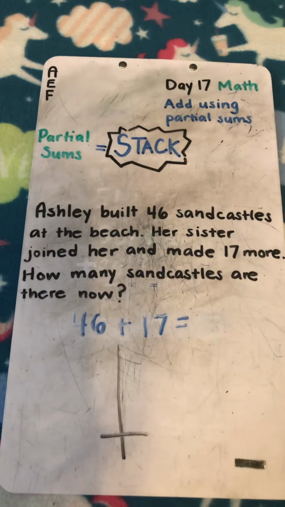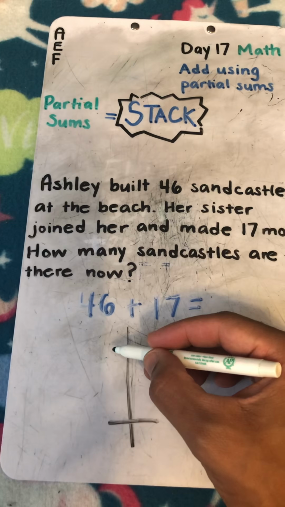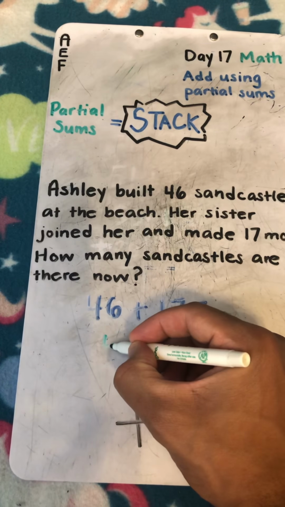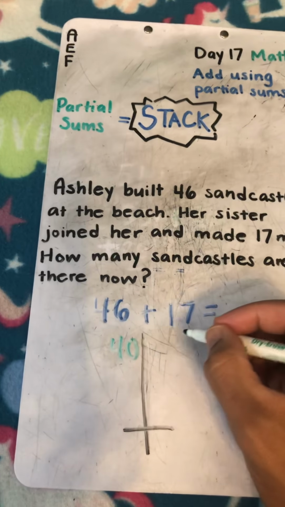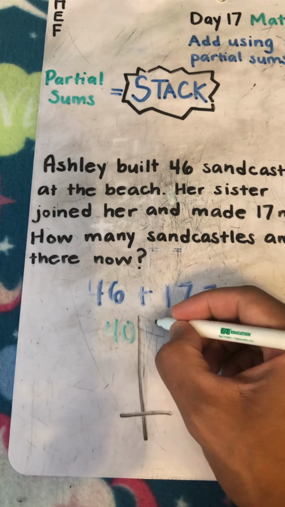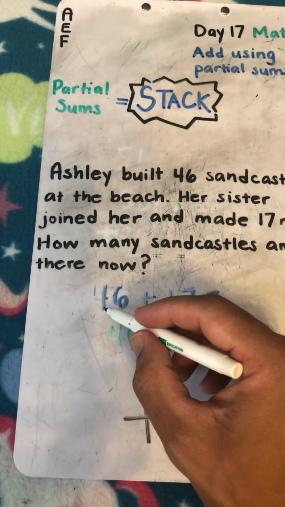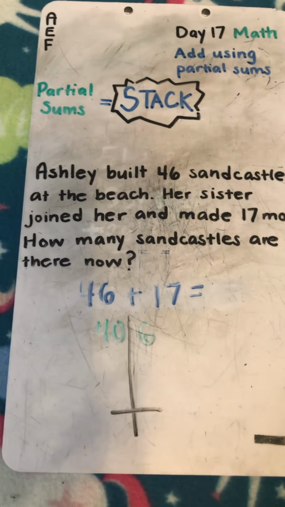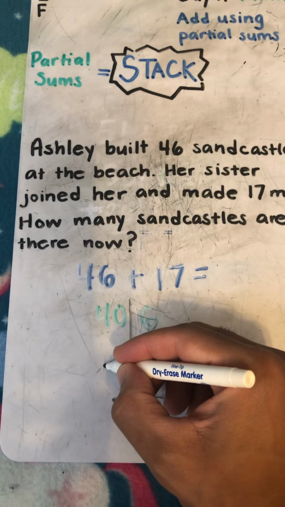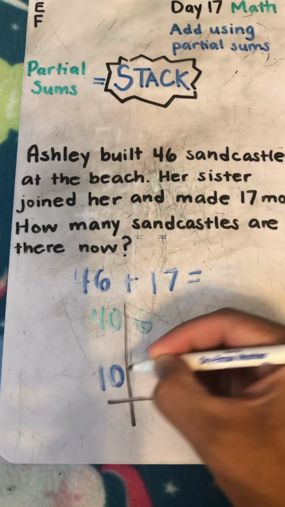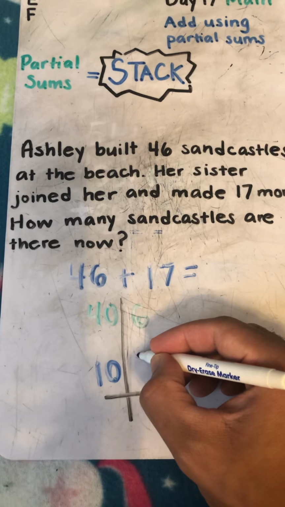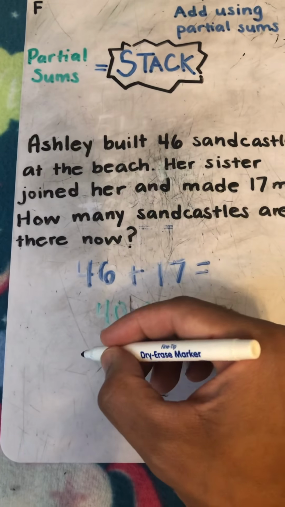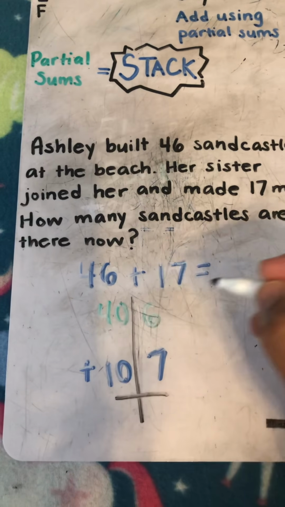And I'm going to put my numbers onto that value chart, separating them with my tens and my ones. When I think of my tens values, I have 40 as a value. My ones value would be 6 when I think of this first number, 46. For my second number, 17, the tens value is 10. The ones value is 7. And I'll include a plus symbol so I know I'm putting them together.